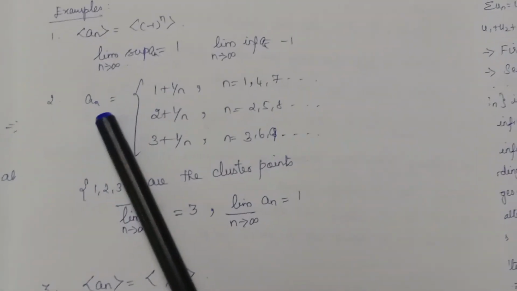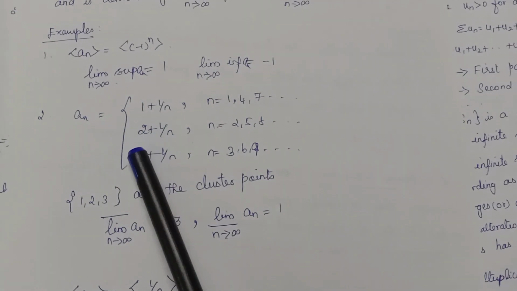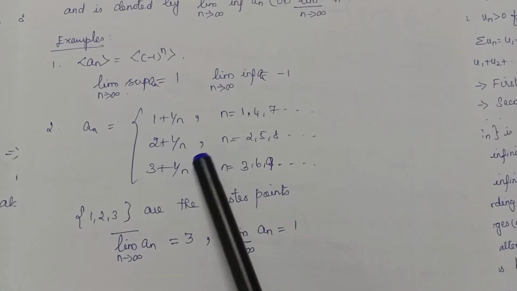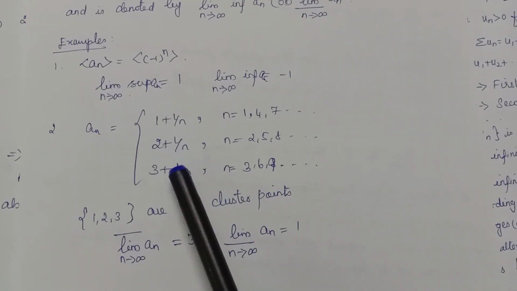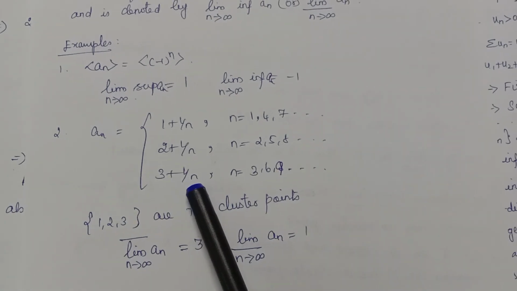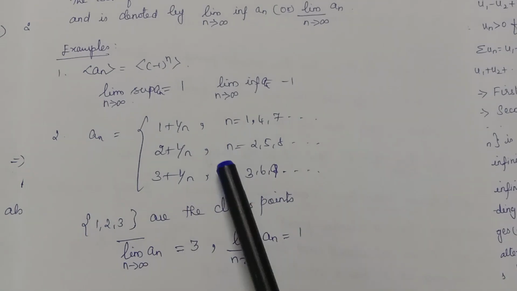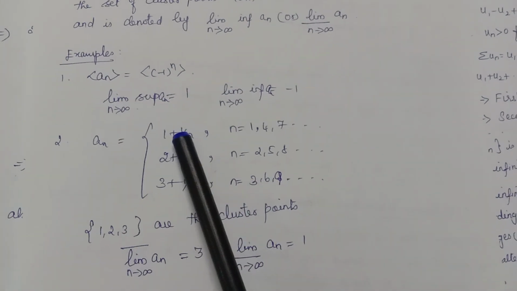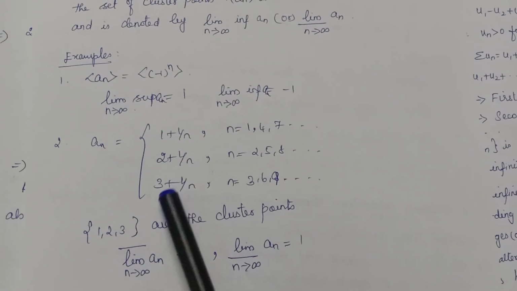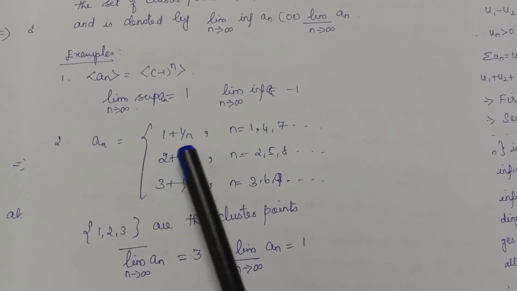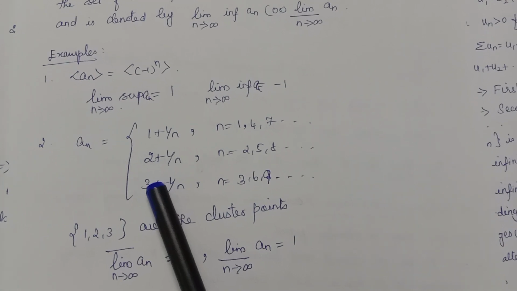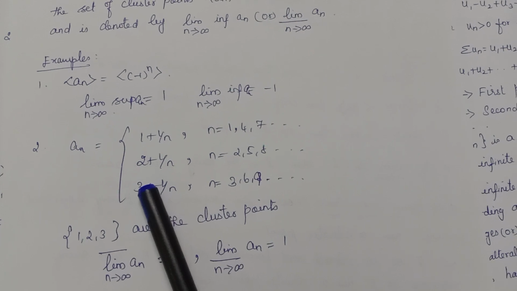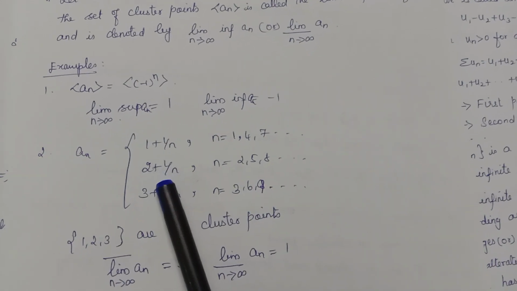Next, this is another sequence. See, this sequence is defined in three different ways. For n taking the values 1, 4, 7, it is 1 + 1/n. For n equal to 2, 5, 8, it is 2 + 1/n. For n equal to 3, 6, 9, it is 3 + 1/n. So what are the limit superior and limit inferior? Definitely the sequence is bounded, isn't it? All the values will be greater than 1 and all the values will be less than 4. So from the definition itself we can see this is a bounded sequence. By the Bolzano-Weierstrass theorem, every bounded sequence has a cluster point, so this will definitely have cluster points.